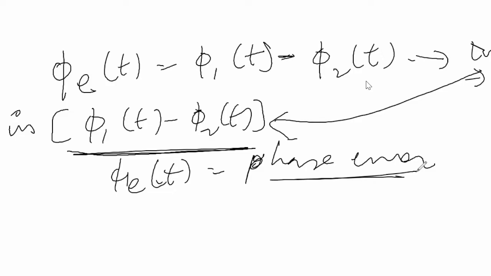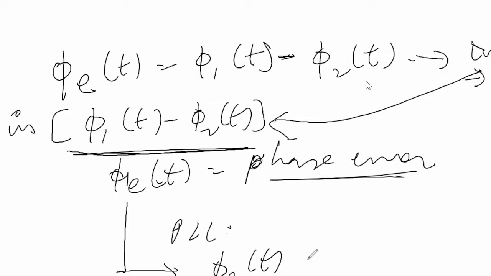Okay. So now what is the concept of PLL? The concept is that the phase locked loop will always try to make the phase error phi et zero. Phase error should become zero. That is the approach of PLL. So how will PLL make the phase error zero? It will make the phase error zero by making phi 2t equal to phi 1t.